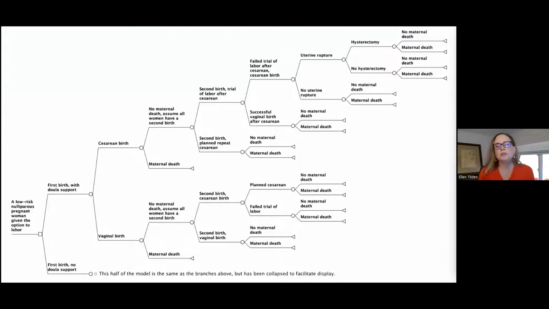So this image shows a small part of the decision tree we used in the model. And as I will soon describe in more detail, because the strongest science on the impact of doula care is currently about decreasing cesarean birth, this was the outcome we focused on for the model. So go ahead and change the slide, please, again.